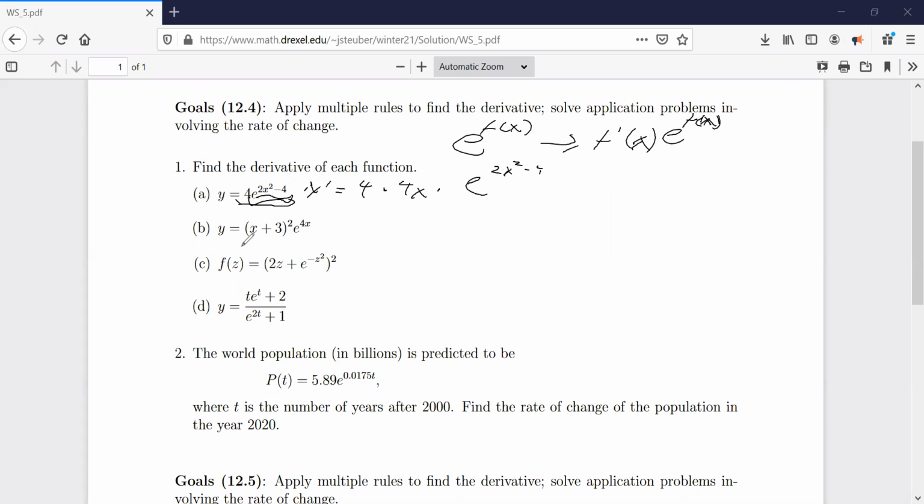Cool. So this right here is going to be another chain rule, but a very simple chain rule because the derivative of the inside is just 1. This guy, again, simple chain rule, derivative of the inside, it's just 4. And then a product rule. So we have first times the derivative of the second plus the second times the derivative of the first. Does that make sense to everybody?